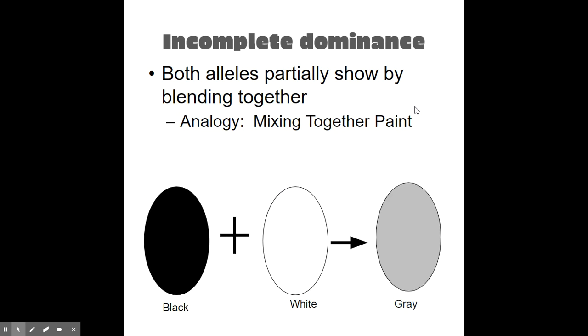So incomplete is exactly what it sounds like. It doesn't completely get expressed. So if you have the homozygous B, that will be black. If you have the homozygous W, that'll be white. It's when you have the heterozygous that you're going to see this incomplete. So the alleles are just going to be partially showing. So in this case, it'll look gray.